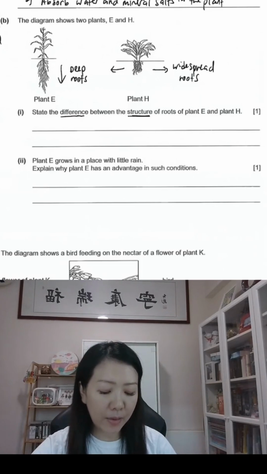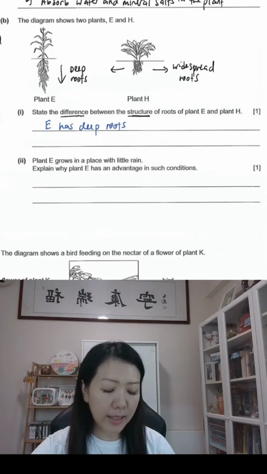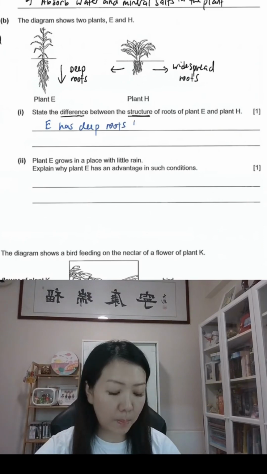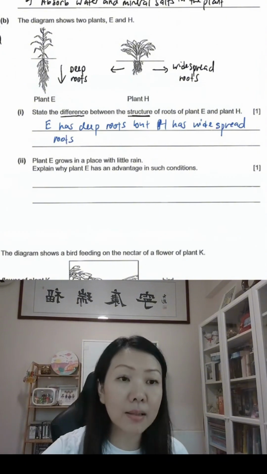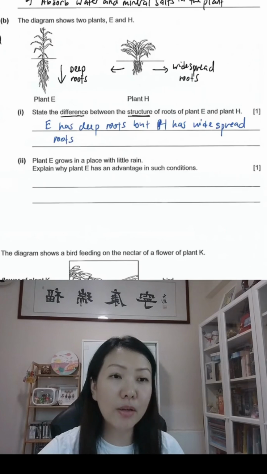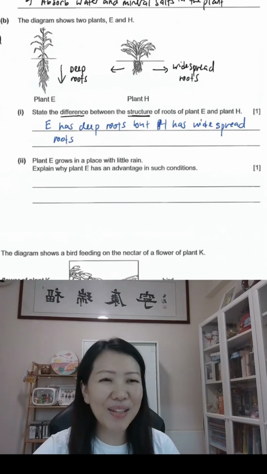Now, can I write like that? Can I say that E has deep roots, but H has widespread roots? Can I say this, children? Can I write in this way? Is this correct? I did compare. I have the word but. No, why no?